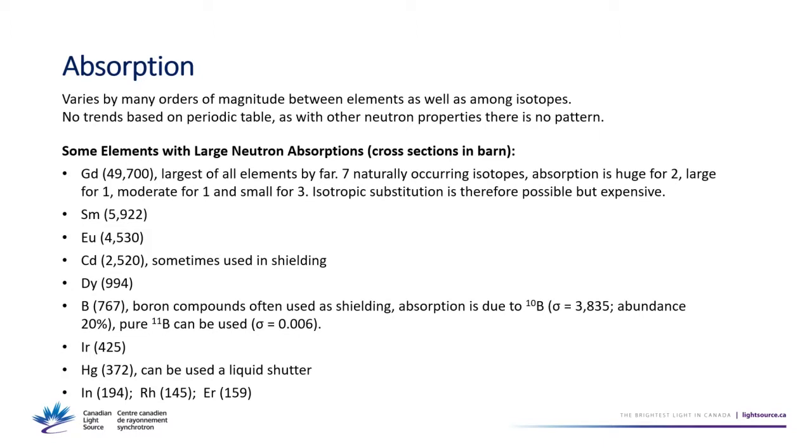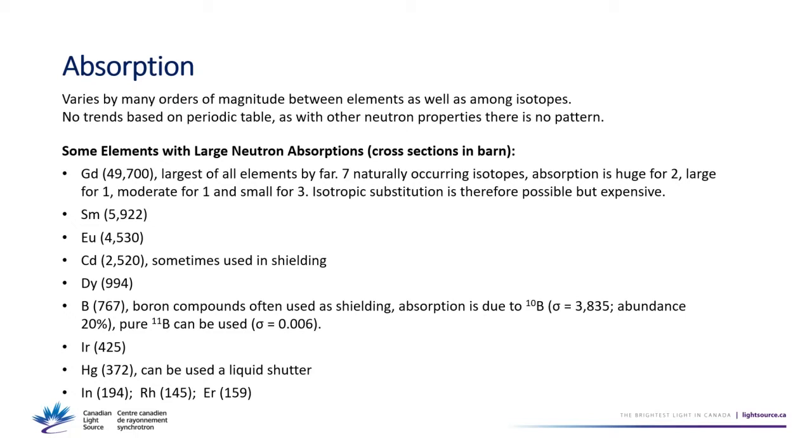Absorption is also an issue in neutron diffraction. It varies greatly between elements. There are a few elements which are considered particularly bad for neutrons because they have a very high absorption cross-section. Gadolinium is by far the worst. It has a huge, just enormous absorption. You can see samarium and europium are also bad, and I just list a bunch of them in order of the worst ones.